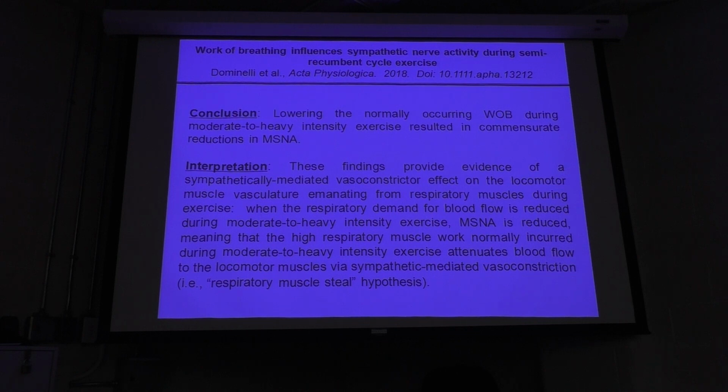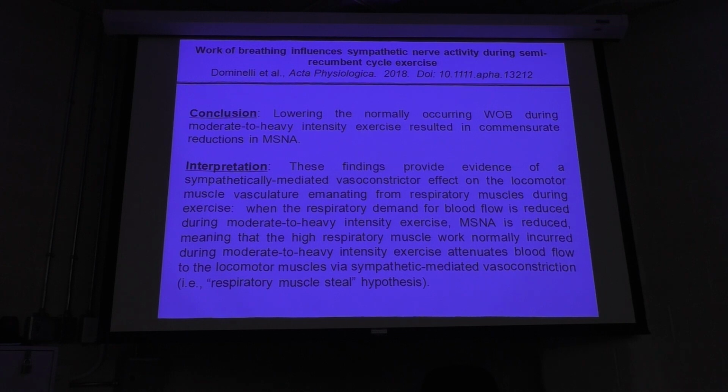And so the conclusion from this study is that lowering the normally occurring work of breathing during moderate to heavy intensity exercise resulted in commensurate reductions in muscle sympathetic nerve activity. And these findings provide, to my knowledge, the first bit of experimental evidence of a sympathetically mediated vasoconstrictor effect on the locomotor muscle vasculature that originates in the respiratory muscles. So when respiratory muscle demand for blood flow is reduced during moderate to heavy intensity exercise, MSNA is reduced, meaning that the high respiratory muscle work normally incurred during moderate to heavy intensity exercise can attenuate blood flow to those muscles via sympathetic mediated vasoconstriction.